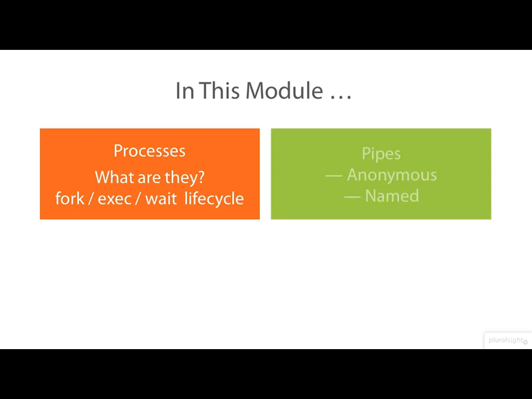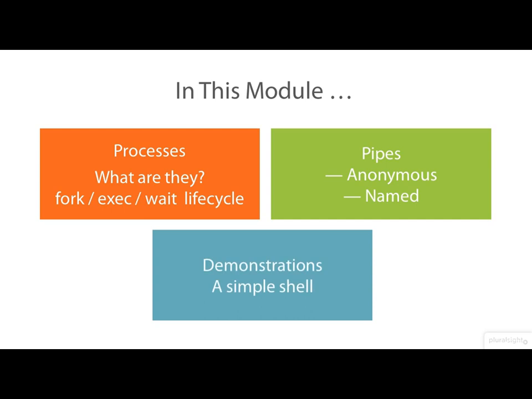In the second part of the chapter, we'll have a look at perhaps the most classic inter-process communication mechanism in Linux, the pipe, and we'll be meeting both the anonymous and the named varieties. We have some interesting demonstrations for you, including an attempt at a command interpreter, a shell.